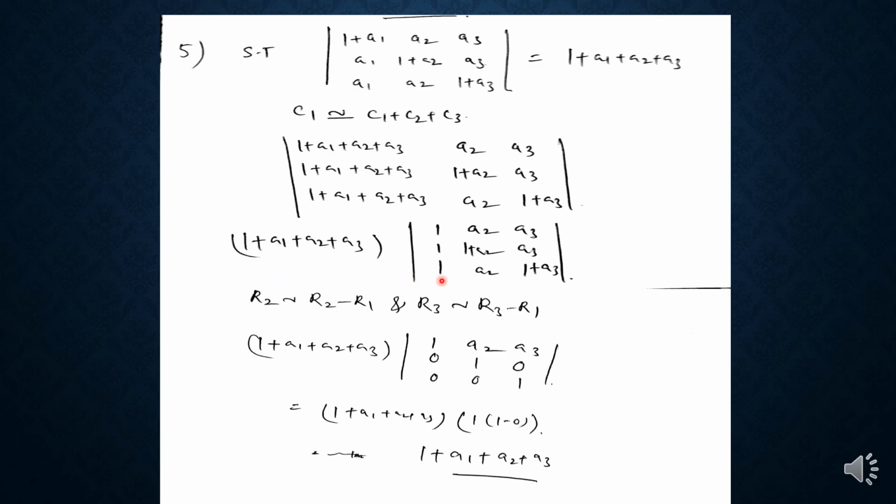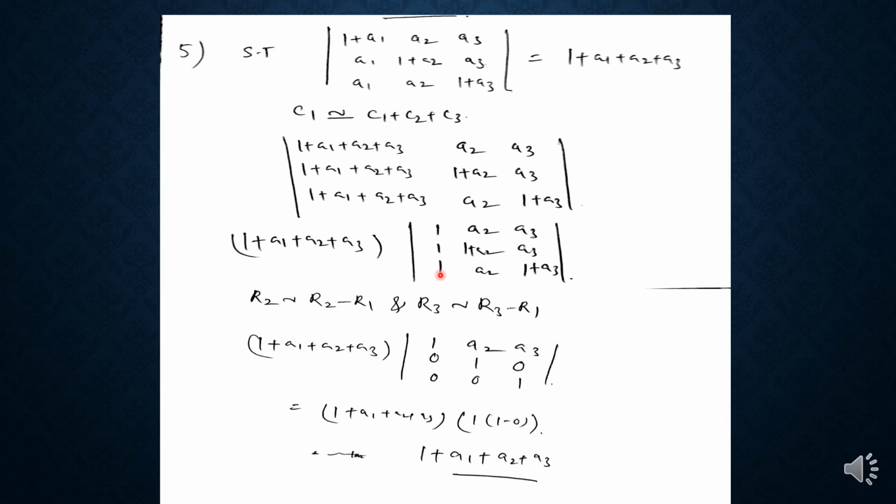So in this determinant, we can see 3 ones in the first column. By using row operations, we can make these 2 ones as zeros so that it can be expanded very easily. For that, we are using row operations to make these 2 ones as zeros. So R1 is constant. So R2 changes to R2 minus R1 and R3 changes to R3 minus R1. So this can be written as 1 plus a1 plus a2 plus a3 into R2 changes to R2 minus R1.